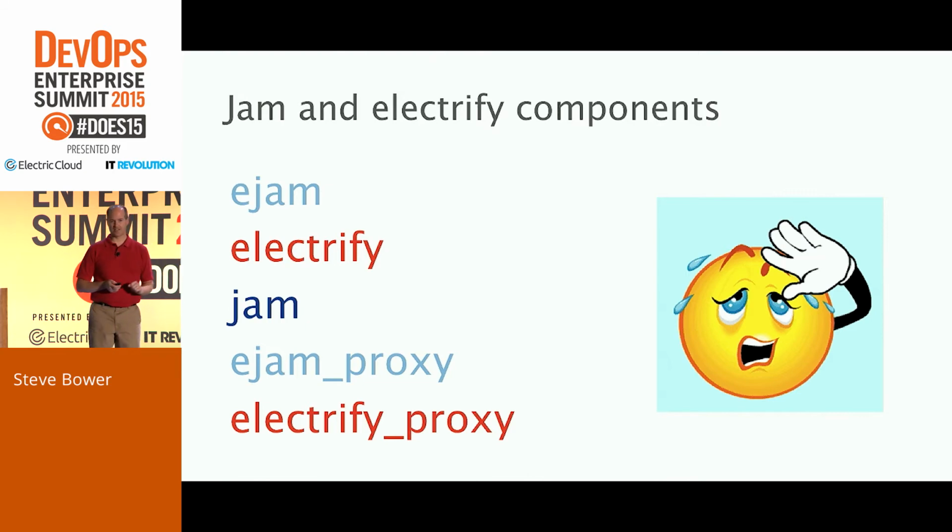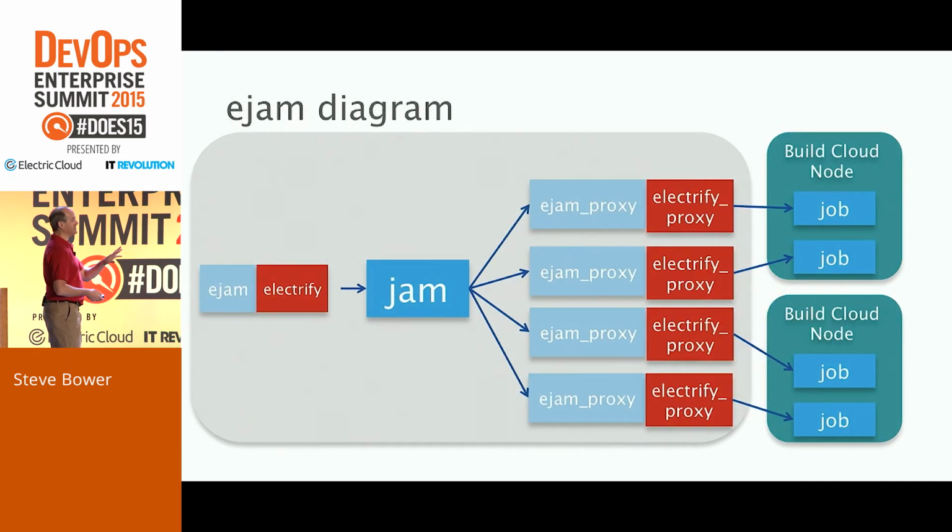So hence ejam proxy. And then underneath that, once ejam proxy has said, all right, this command is ready to go out to the cluster, it will run Electrify proxy. That's a lot of stuff, isn't it? So here's the diagram of that. And it's not all that different from what we've seen before, just a couple extra pieces here and there.